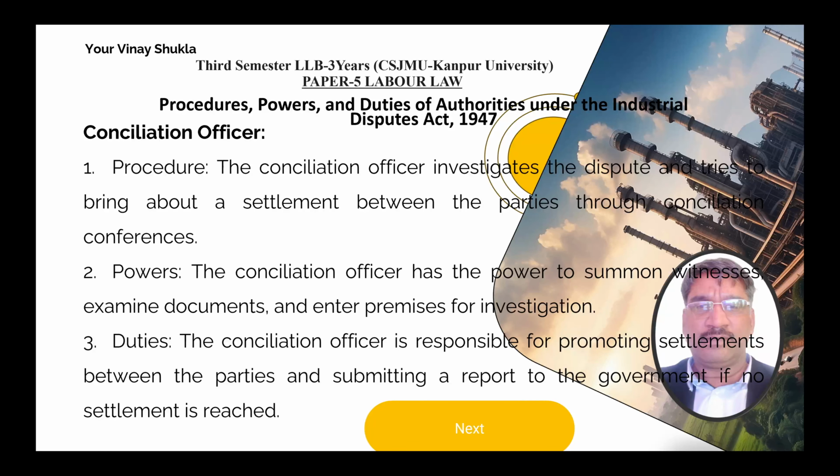Here's a breakdown. 1. Conciliation Officer. Procedure. The Conciliation Officer investigates the dispute and tries to bring about a settlement between the parties through conciliation conferences. Powers. The Conciliation Officer has the power to summon witnesses, examine documents, and enter premises for investigation. Duties. The Conciliation Officer is responsible for promoting settlements between the parties and submitting a report to the government if no settlement is reached.